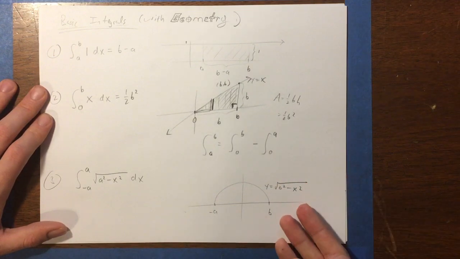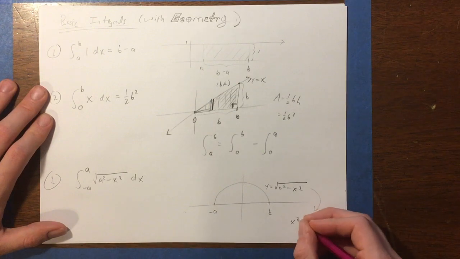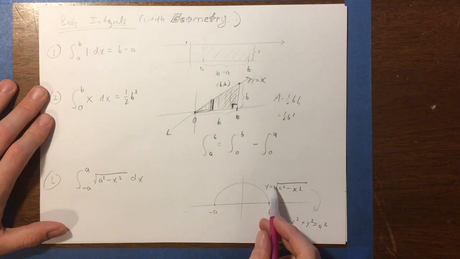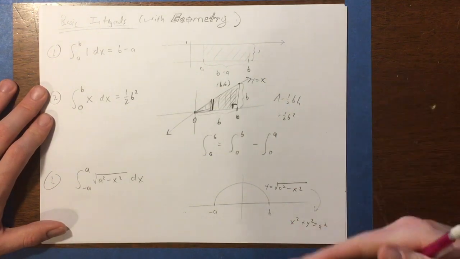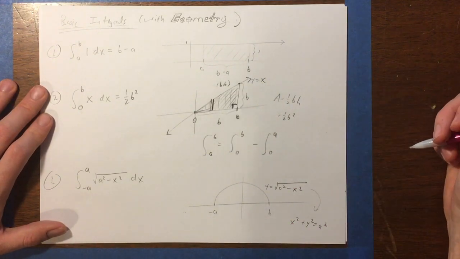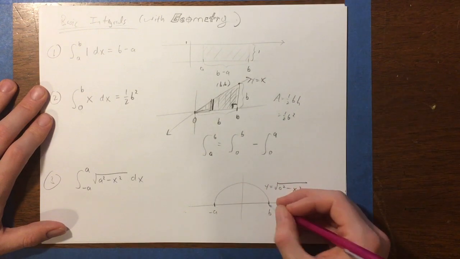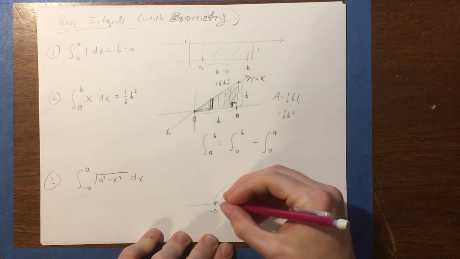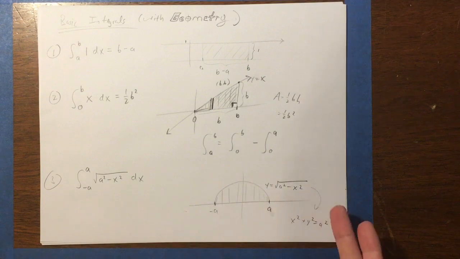How do I know that's the upper half of a circle? Well, mess with this algebraically, and you can turn this into x squared plus y squared equals a squared. Now, the fact that this is the positive square root gives us the upper half. When you're solving for y, if you take the negative square root, you get the lower half of that circle. So that means that the integral from negative a to positive a should be the entirety of this segment here, which is half of a circle.